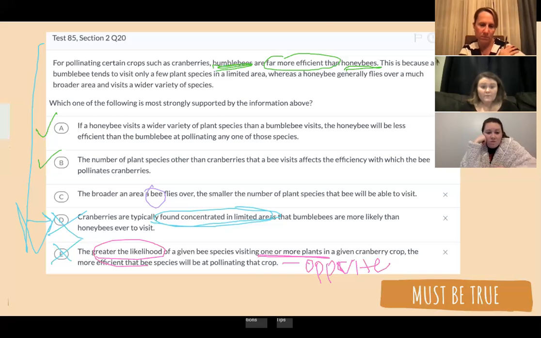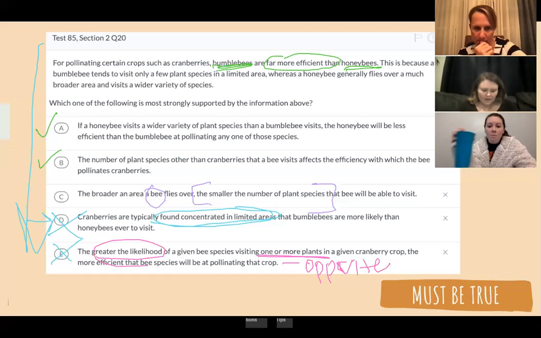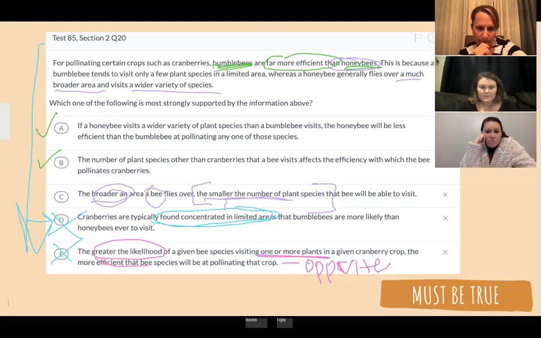Right. And also, it says the smaller the number of plant species. So this is almost the opposite, right? I was going to say that it goes against what we were saying. We're saying that the honeybees are going over a much broader area and visiting a wider variety of species. Well, this is saying that the broader the area, the smaller the number. Maybe not the exact opposite, but it's countering.